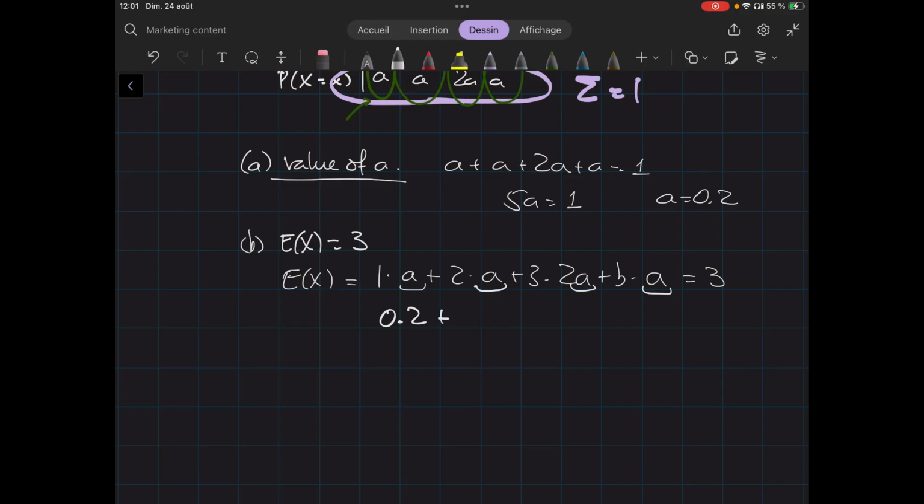If you did not find this value, just go with what you found for the previous part. So 0.2 plus 0.4 plus 1.2 plus 0.2 times b is equal to 3. 0.2 times b, that's 1.2, so b is equal to 6. So that's the end of question 4.